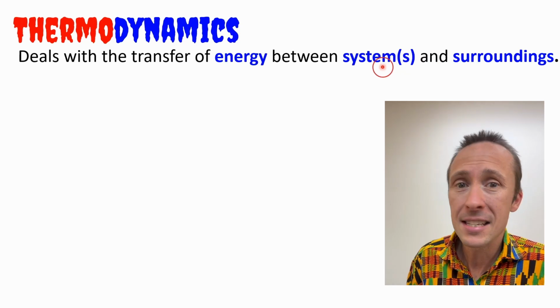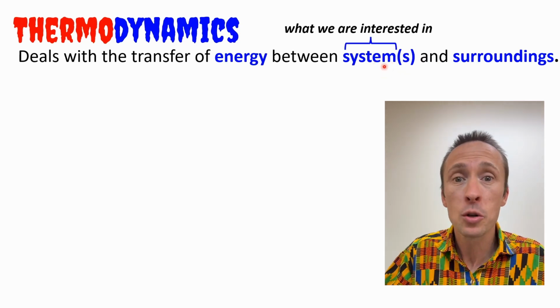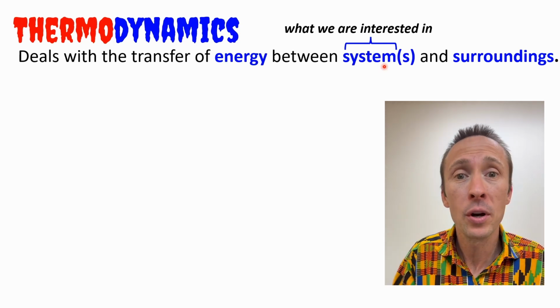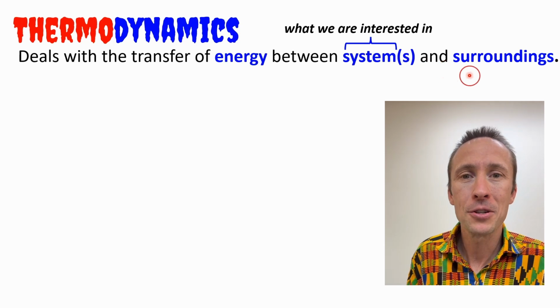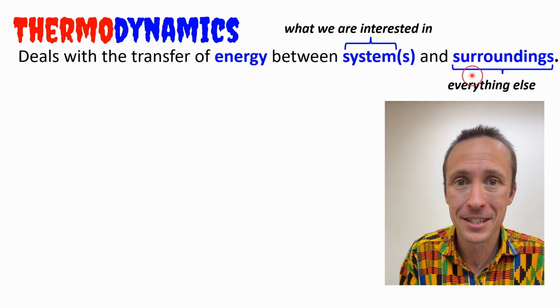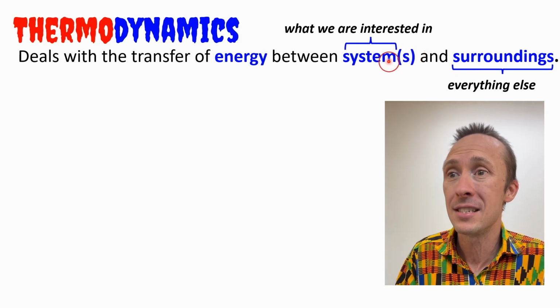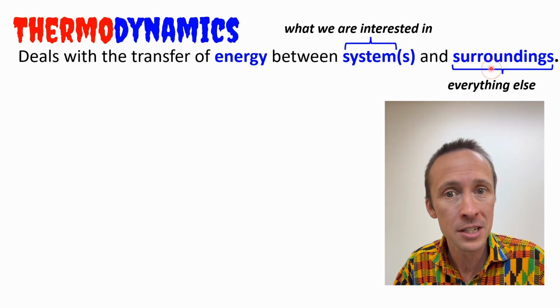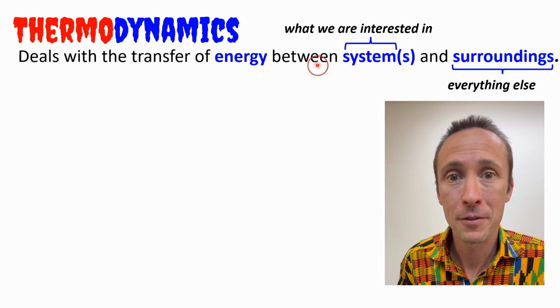So system, or systems, is whatever we're interested in. It's quite broad, but we will go through many examples of defining the system. And the surroundings is literally everything else in the physical universe. Now, I put together a very detailed video on systems and surroundings and boundaries, so you can check that out. It's pretty sweet, but we'll move on from there.